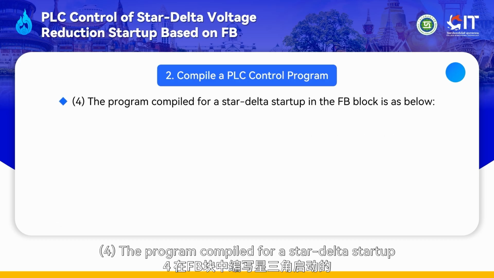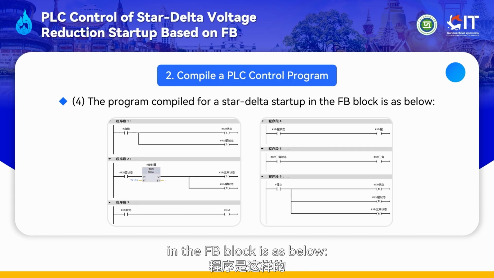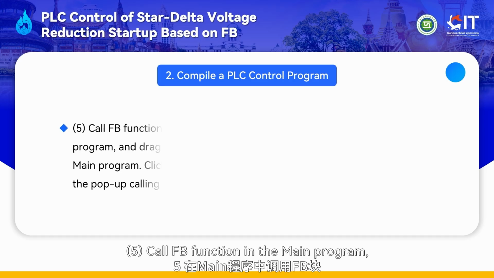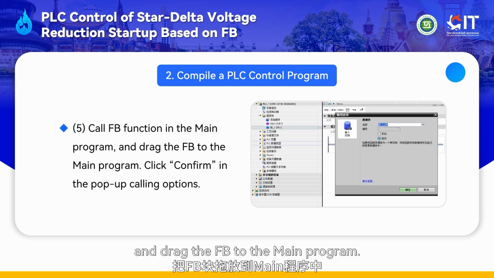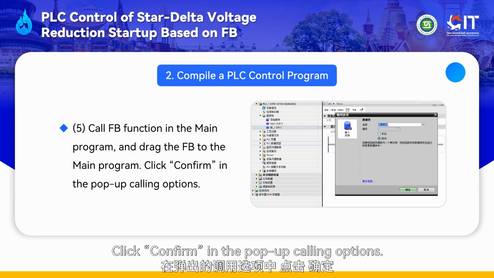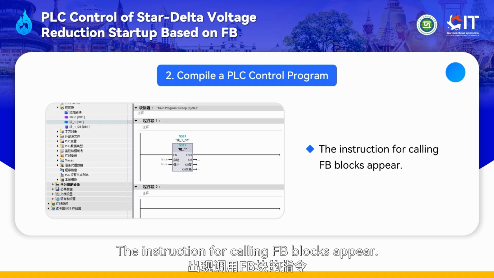4. The program compiled for star-delta startup in the FB block is as below. 5. Call the FB function in the main program and drag the FB to the main program. Click Confirm in the pop-up calling options. The instruction for calling FB blocks appears.